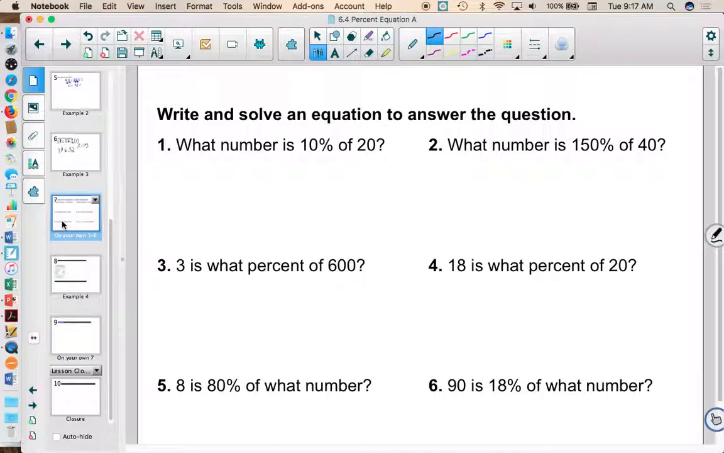Now, how did you do this one? Did you use... Okay, well, the equation is equals percent times number. That's the equation. Is equals percent times the number. Is that what you did? Okay, now you just solve it.